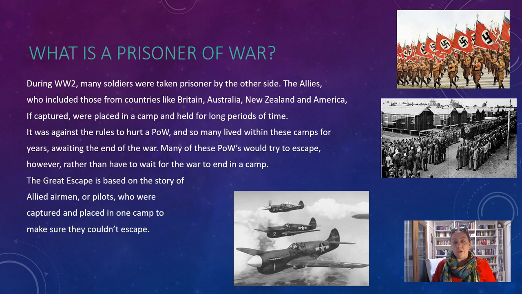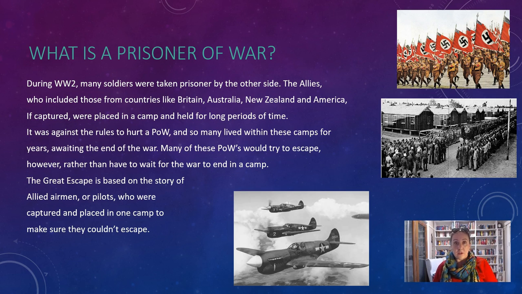So they were the Germans during World War II, who the Allies, so people like Britain and Australia, were fighting against. So if they were captured, it was against the rules to hurt a prisoner of war, or what we call a PoW. So many people lived in the camp for years, awaiting the end of the war because they weren't set free.